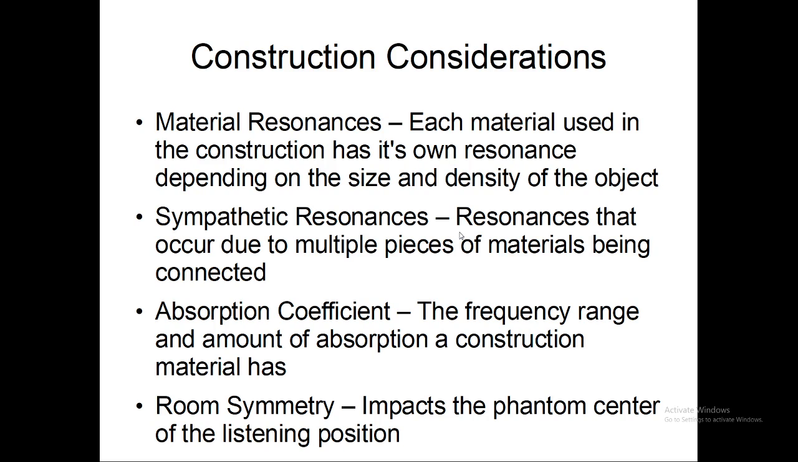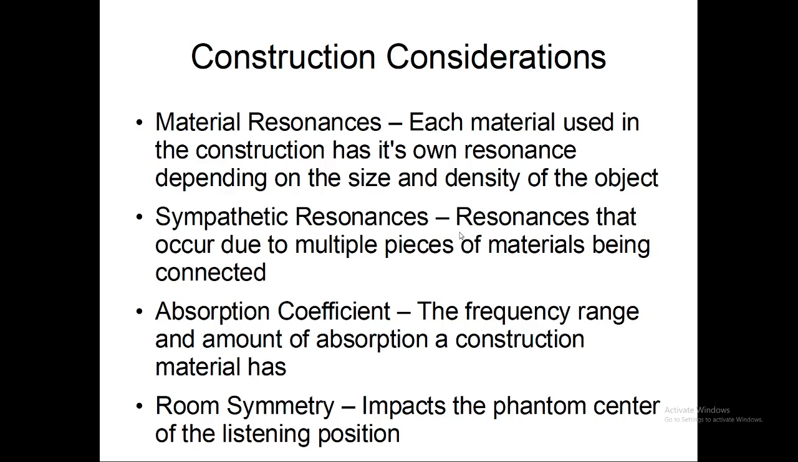The next part is the absorption coefficient. This is a fancy way of saying what frequency range and how much does a material absorb. So if you have something like hard brick walls, the absorption coefficient is going to be very low. In other words, it's going to reflect just about everything back. If you have, say, a lot of 8-inch insulation all the way around the wall, the absorption coefficient is going to be high. It's going to absorb a bunch of sound over a specific frequency range.